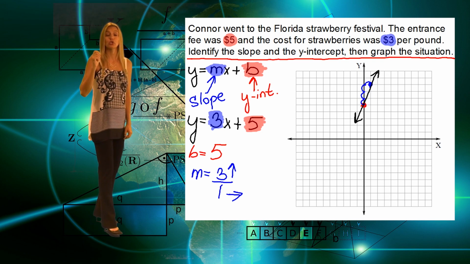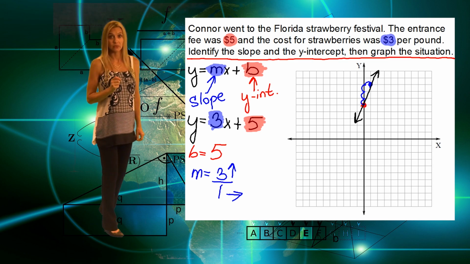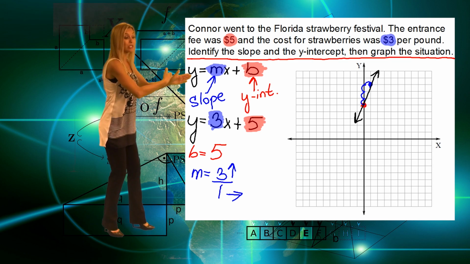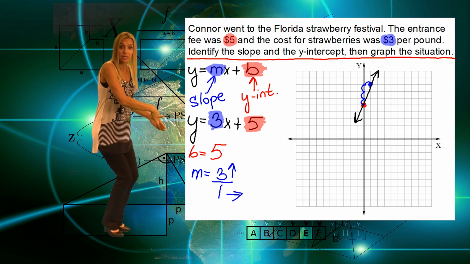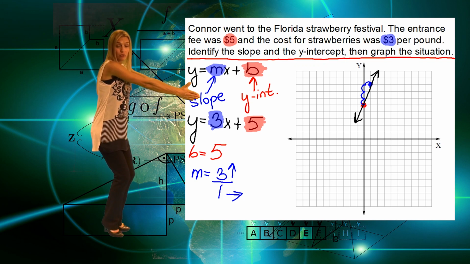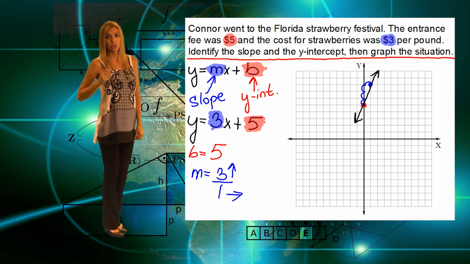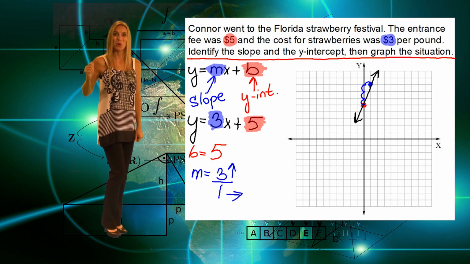I would like for you to know that if the slope is negative, you will have to go down. You will rise down, and then you will go always over to the right. So pay attention to your slope, if it's positive or negative.